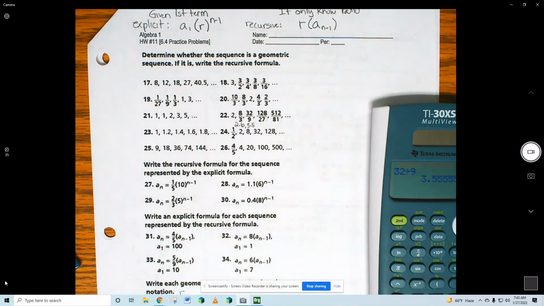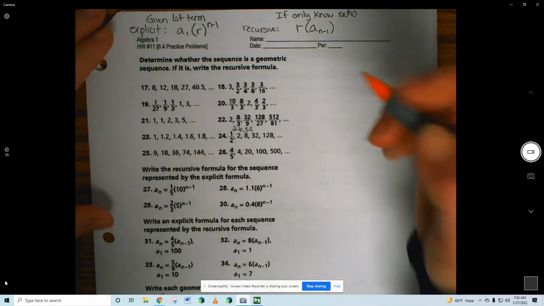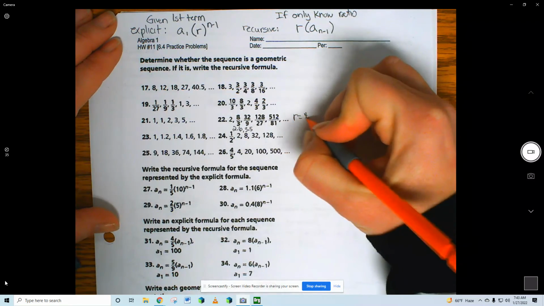This is number 22. But do you guys see, look at the numerators. What are the numerators increasing by? 8 becomes 32. 32 becomes 128. What am I multiplying by? 8 times what is 32? 4. Is 32 times 4 about 128? Okay. So 4 is the numerator. What's my 3 in the denominator? How does it become a 9? 3 times what is 9? 3. 9 times 3 is 27. So 4/3. Number 22. The common ratio is 4/3.